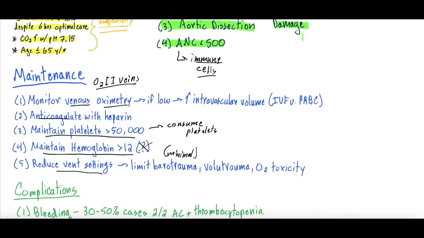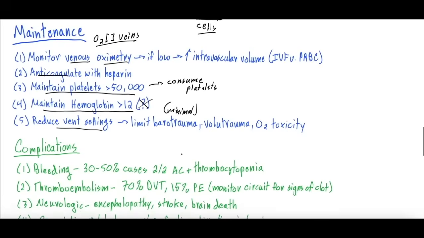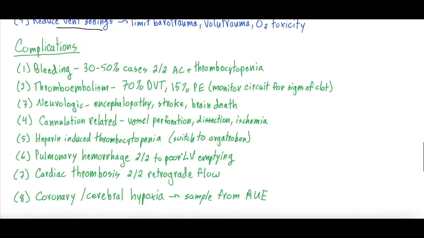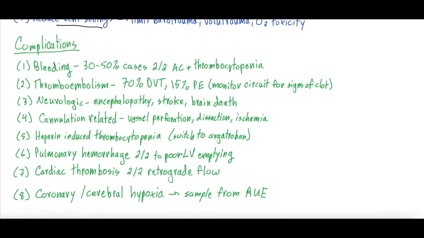All right. And then last but not least, the complications. Lots and lots of potential complications. So as we've mentioned, a big complication is bleeding. 30 to 50% of patients on ECMO will bleed. And that's secondary to the anticoagulation, the heparin that they have to be on, as well as their thrombocytopenia or low platelets that we talked about.